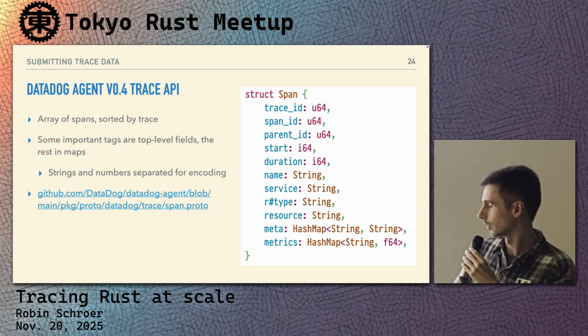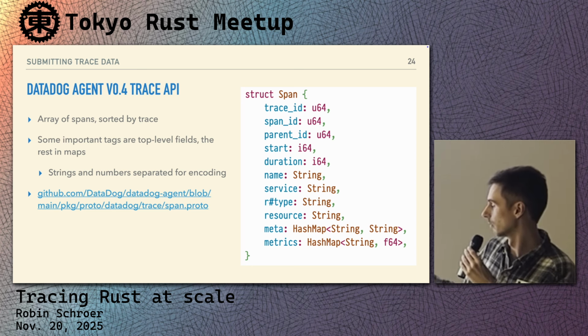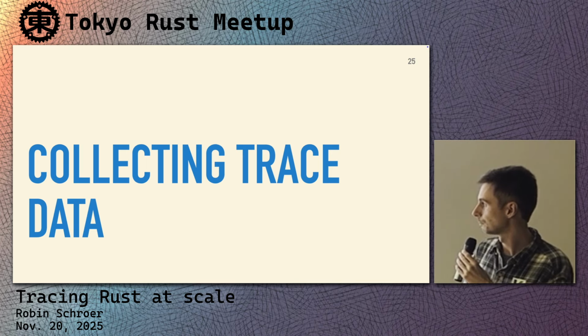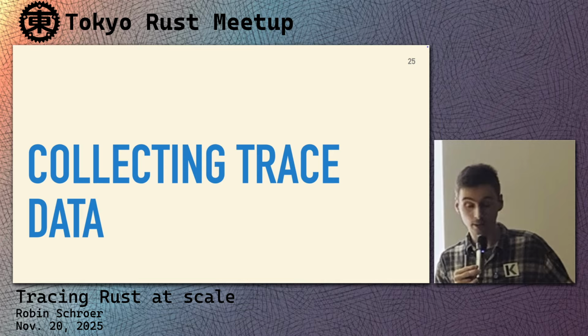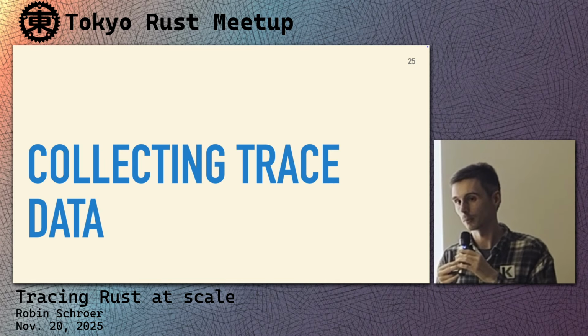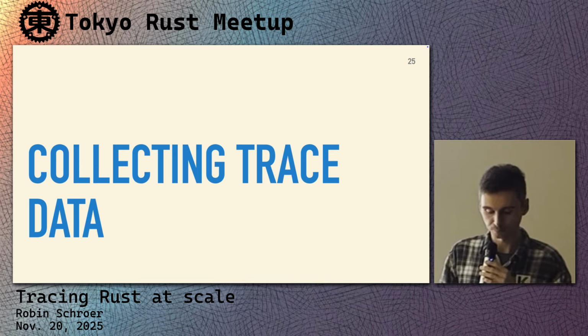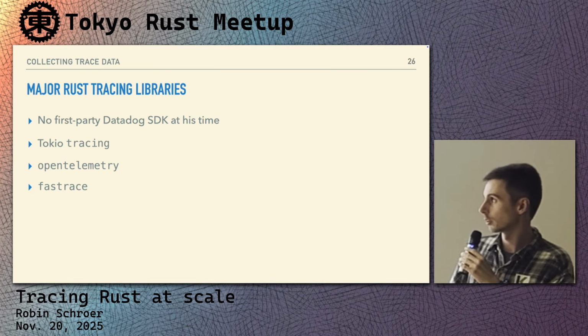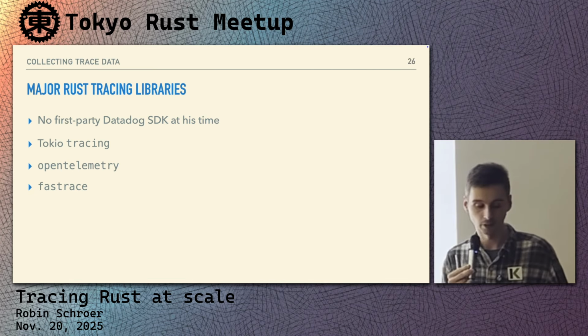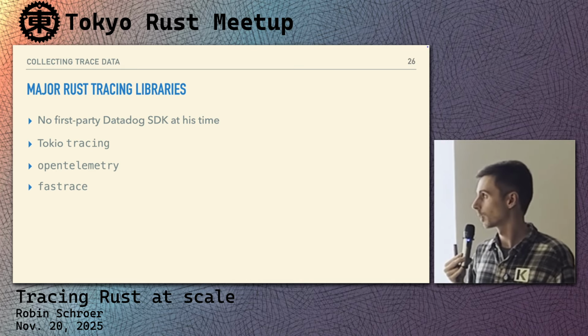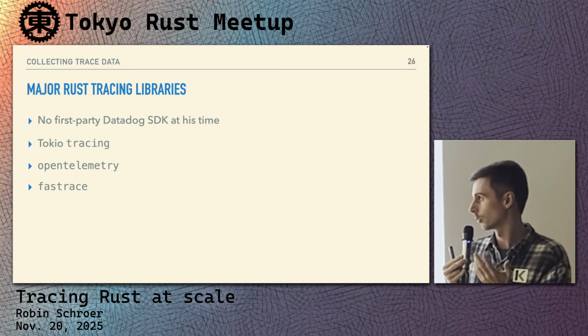And again, there's a link to the specific protobuf that replicates this. And next, let's talk about how we actually collect this trace data. So we know we want kind of what we just saw, but where do we get this from? So there's a few libraries I mentioned. There's no Rust SDK, but we have Tokio tracing, which we all know and love.